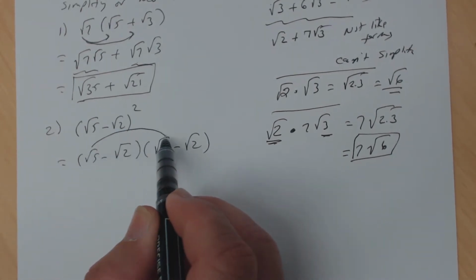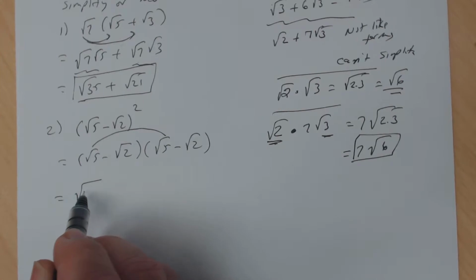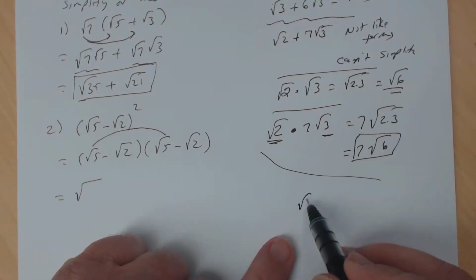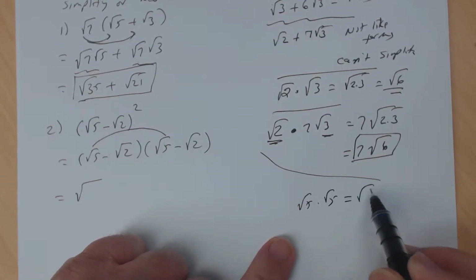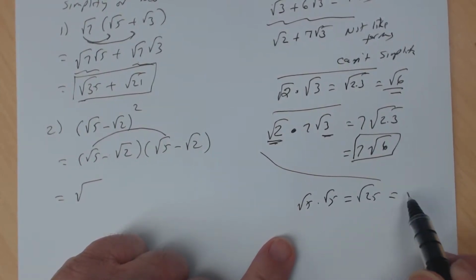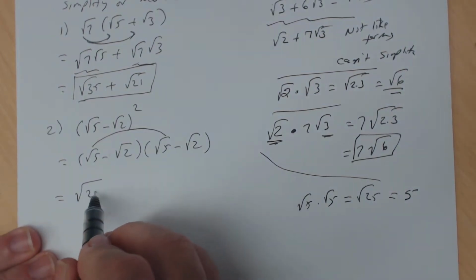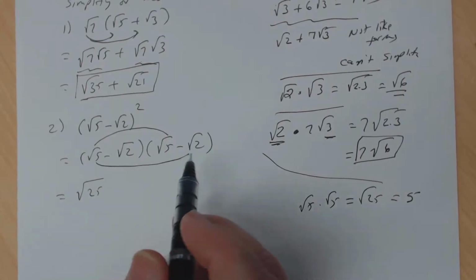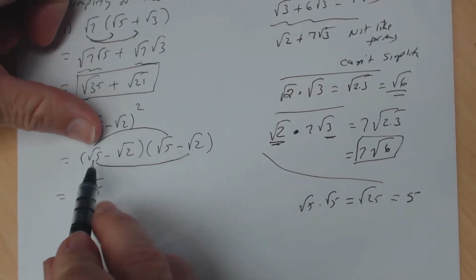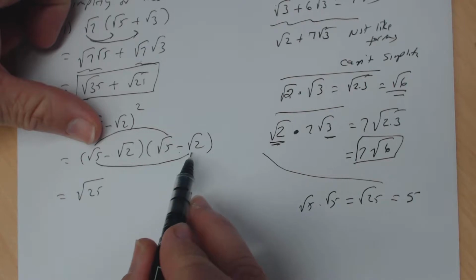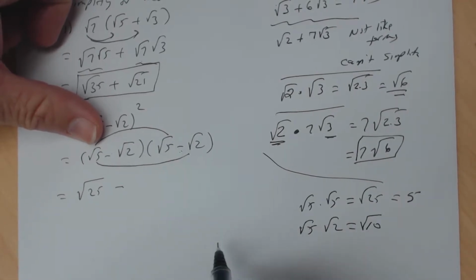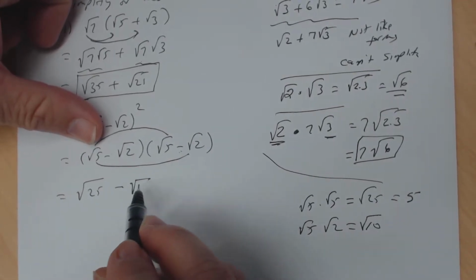So the square root of 5 times the square root of 5. So let's just kind of do this right here. The square root of 5 times the square root of 5 is the square root of 25, which is just 5. So I'm going to put the square root of 25 right now. All right, so that's my first. The outer, a positive times a negative. Always look at what you have. A positive times a negative is going to be a negative. And notice I have the square root of 5 times the square root of 2, which is going to be the square root of 10. So minus square root of 10.